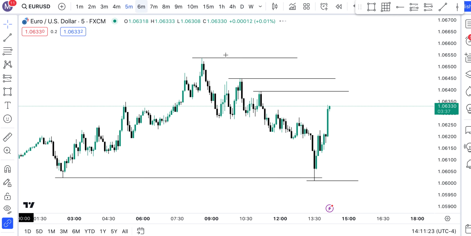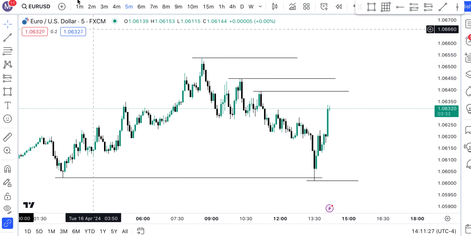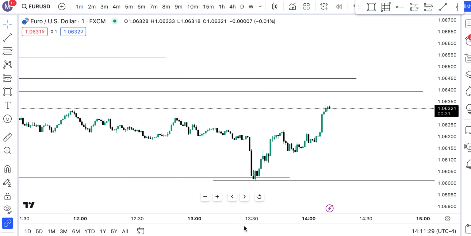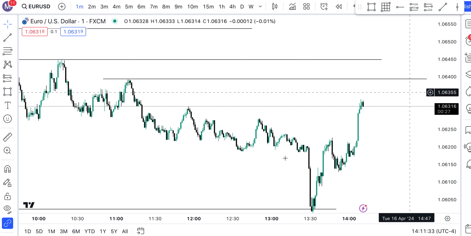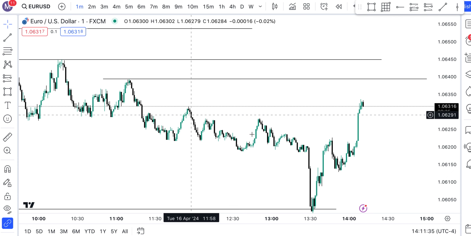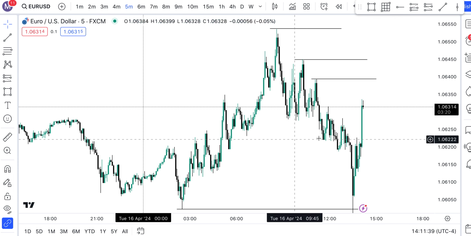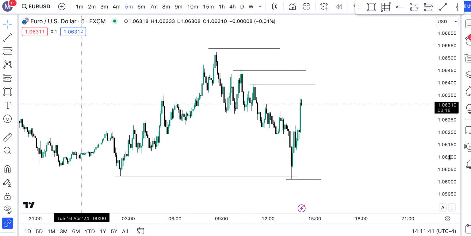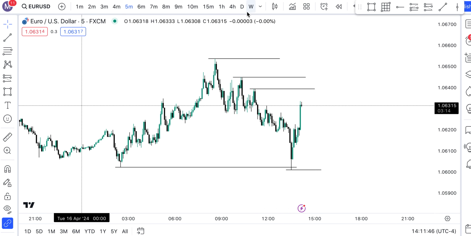There's only two. Whereas on the 5 minute, there's 1, 2, 3, 4, 5. And that's not even listing all of them. Then the 1 minute time frame, there's going to be tens and tens and tens of them. Look at all of them. Highs everywhere, lows everywhere. So the higher time frames are always going to have fewer highs and lows, but they hold more power.